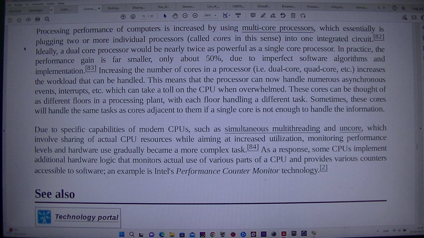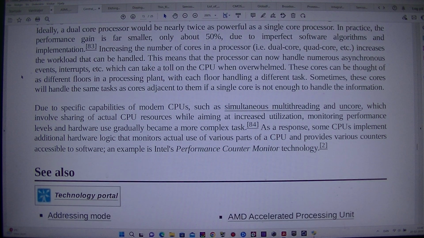82. Ideally, a dual-core processor would be nearly twice as powerful as a single-core processor. In practice, the performance gain is far smaller, only about 50%, due to imperfect software algorithms and implementation. 83. Increasing the number of cores in a processor, i.e. dual-core, quad-core, etc., increases the workload that can be handled.